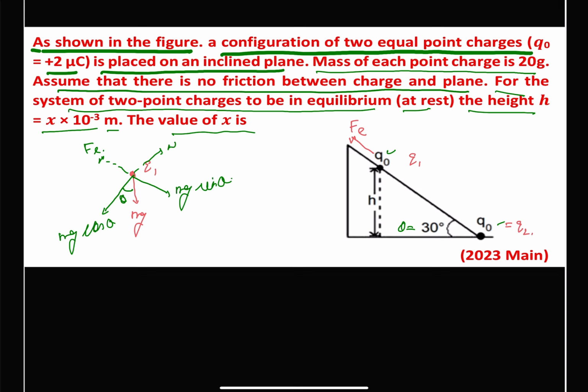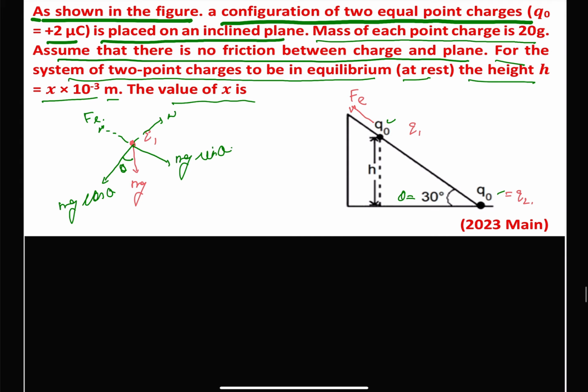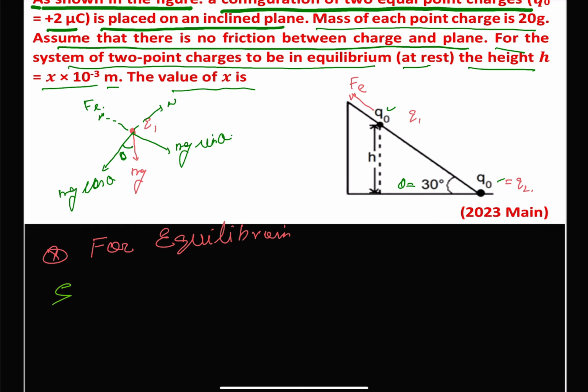Okay. And we can say for equilibrium, the electrostatic force, which we call Fe, will be equal to the component of mg along the inclined plane.